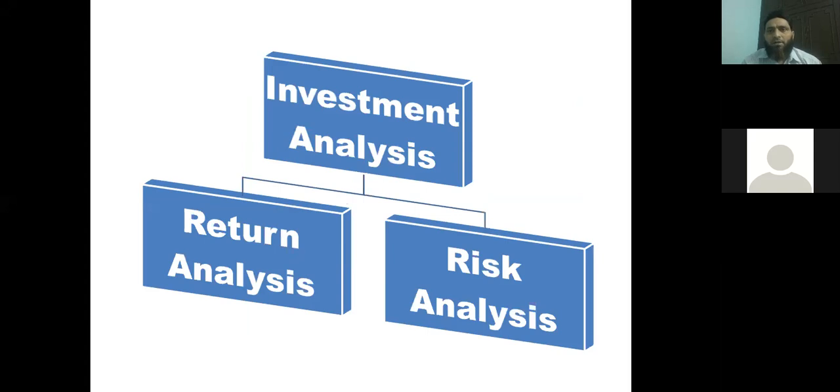These two are the important aspects of investment analysis: risk analysis and return analysis. Risk analysis I discussed last term, and today I will start return analysis. This is one of the important components of investment, and every investor wants to maximize return. But how to maximize return?